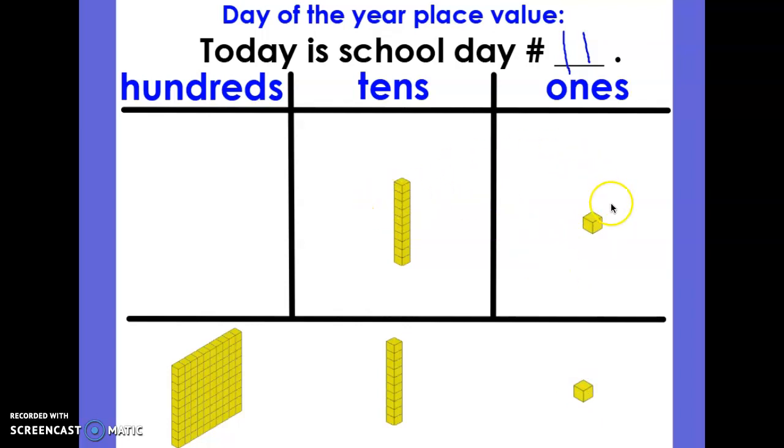So this is how we would represent the number 11. I have a 1 in my tens, see here, and then I have a 1 in my ones, which is represented by that little cube.